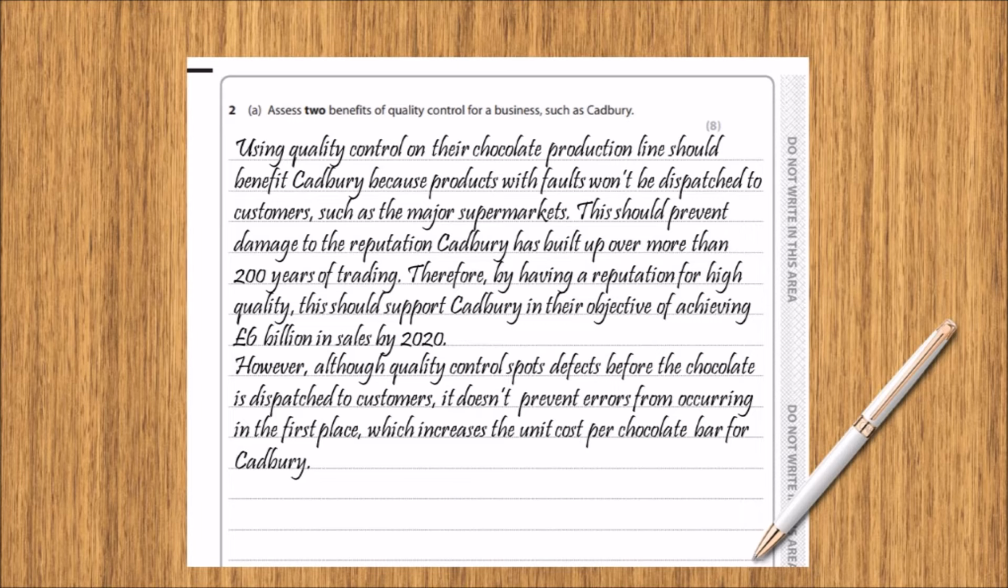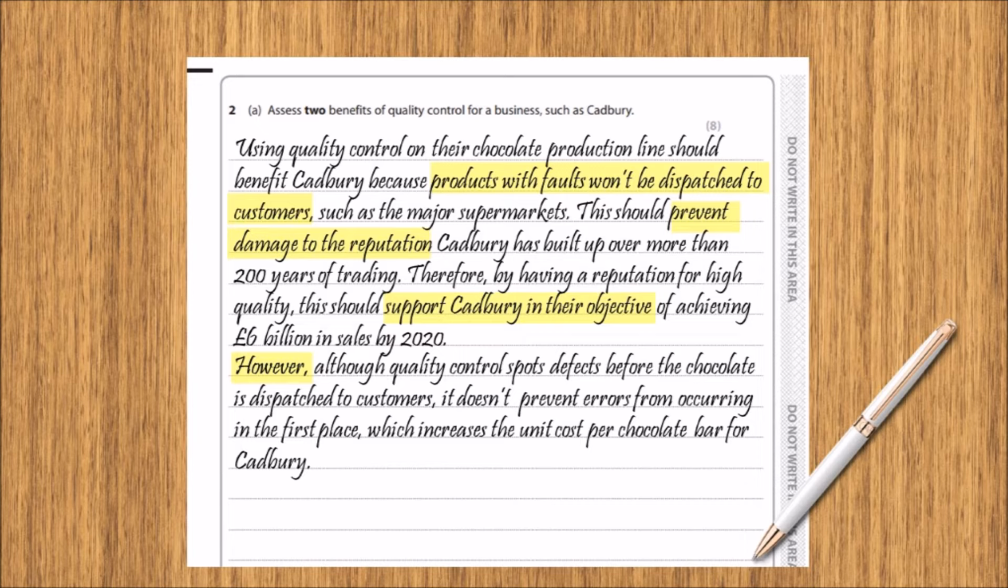Now, just to make sure that we are explaining ourselves in our answer, let's have a look at the key points here highlighted in yellow. So we've got our point, first of all, that the whole section, the whole paragraph is based around that products with faults won't be dispatched to customers. So we've got that bit. But then we've gone on to explain why is that good. So it might prevent damage to reputation, might help us achieve our objective. And then we've got the "however" point showing the balance at the end.